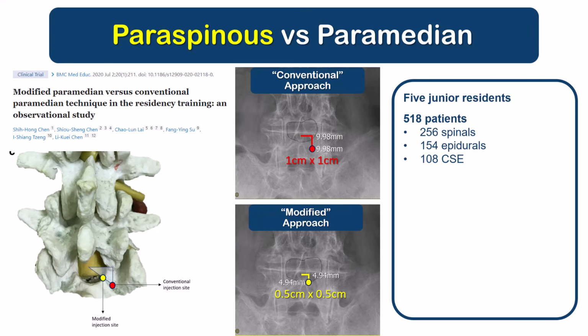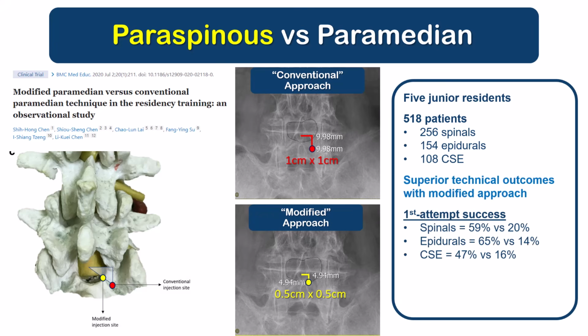The practitioners in this study were second-year residents, and in teaching them to use the modified approach, the first attempt success rate was 2 to 3 times higher for all techniques, spinals, epidurals, and combined spinal epidurals. What's interesting is that there was also a much higher rate of complication-free epidural catheter insertion. The complications encompass dural puncture, difficulty threading the catheter into the space, and intravascular or intrathecal catheter placement. And this is something we'll return to.